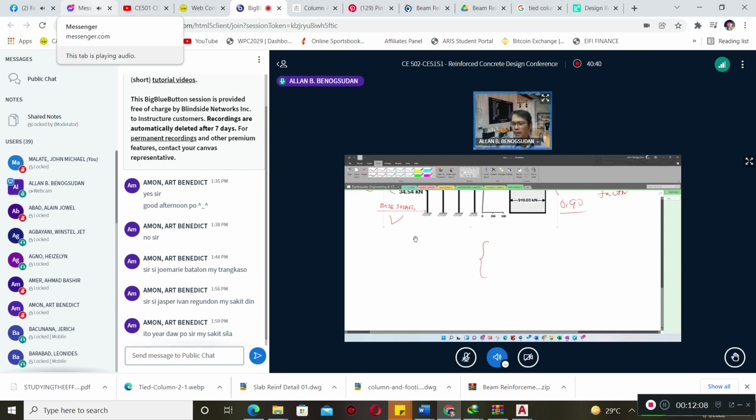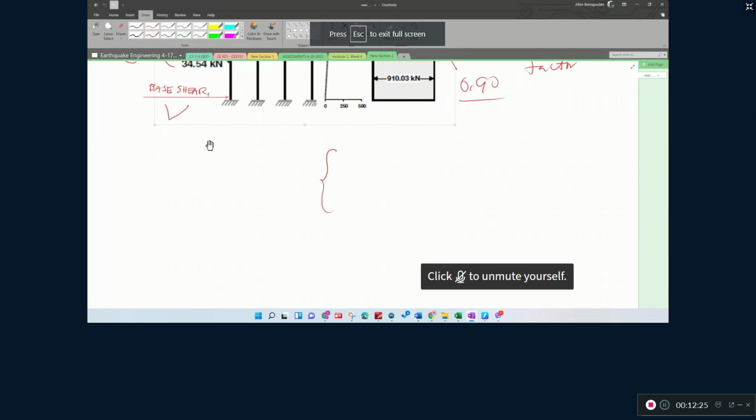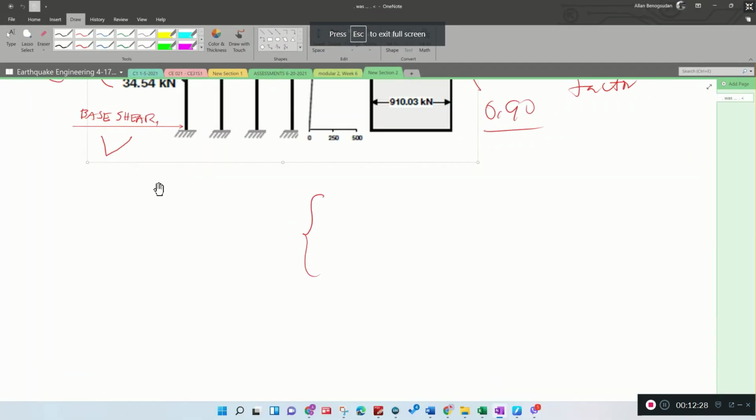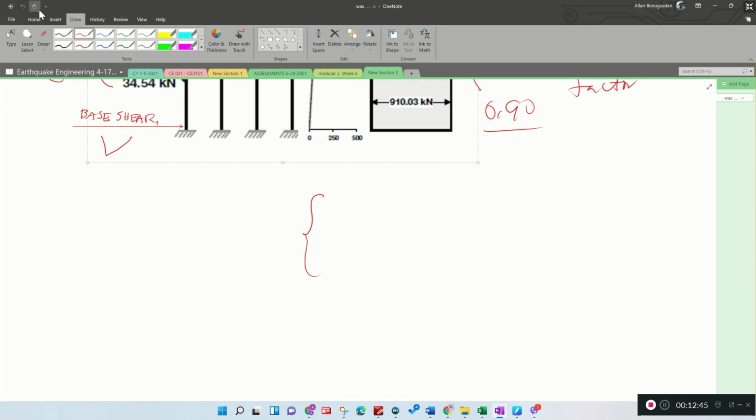So it might be one beam or two beams, then one or two columns, then that's our final exam, and slab. Okay, let us review. This one can, I think, help you. Please ask questions.